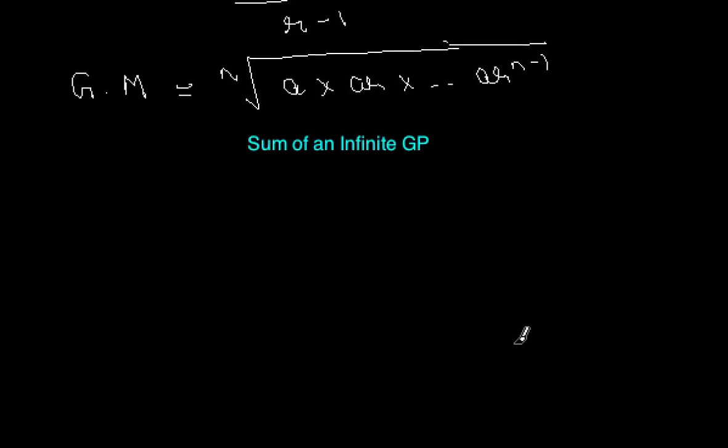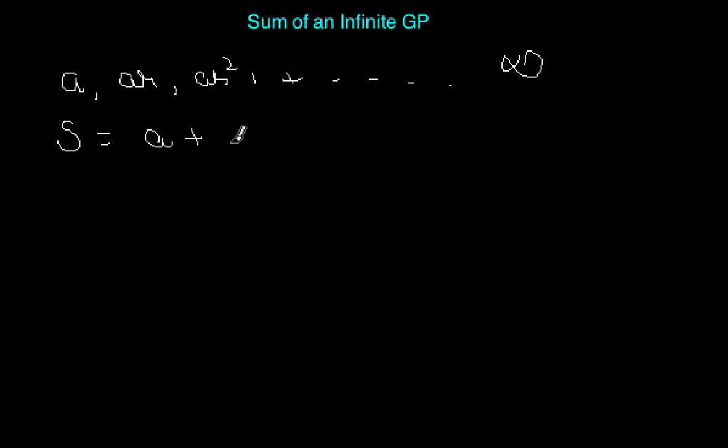Now in this lecture we are going to look at the sum of an infinite GP. So first thing, what is an infinite GP? Suppose the first term of a GP is a, the second term is ar, then ar square and so on, and this goes till infinity. So what will be the sum of these infinite terms? a plus ar plus ar square and so on till infinity.